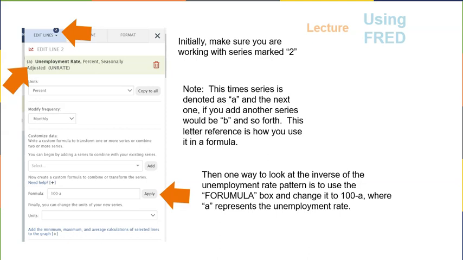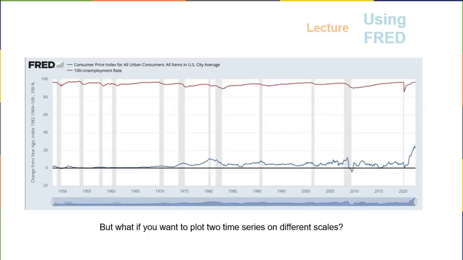However, each line or series in FRED is given an alphabetical designation. In this tab, the letter for the unemployment rate is A. So, instead of using the mnemonic in the formula box, you use the letter designation of the series. Therefore, within the formula box, you would type 100 minus the letter A. This is the relationship between the consumer inflation rate and the employment rate.